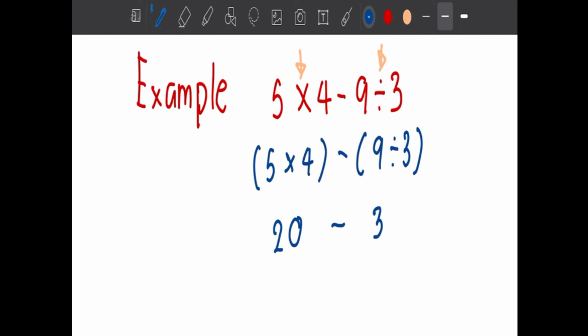Last, addition and subtraction. Example 2 has subtraction. 20 minus 3 equals 17. Okay.